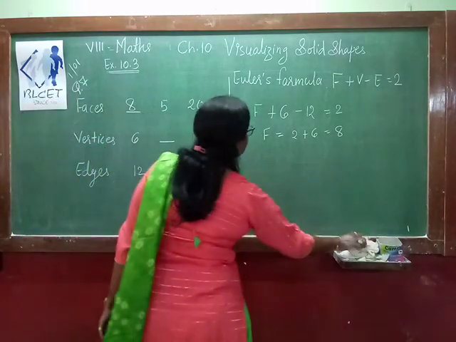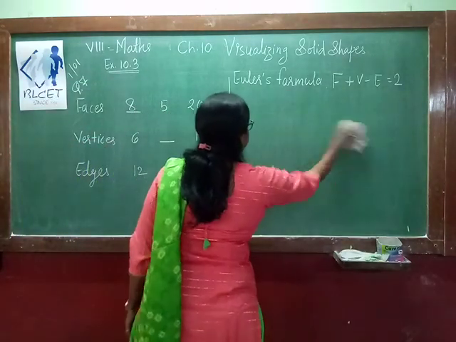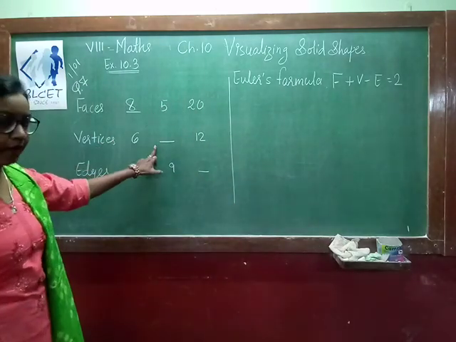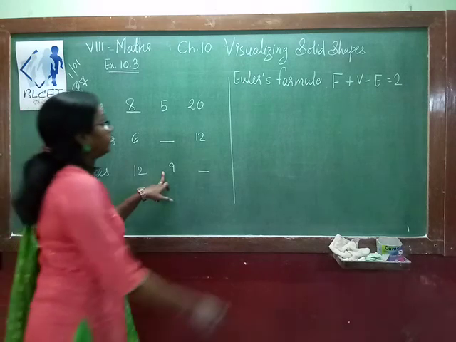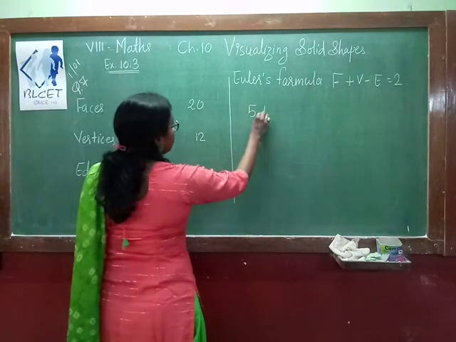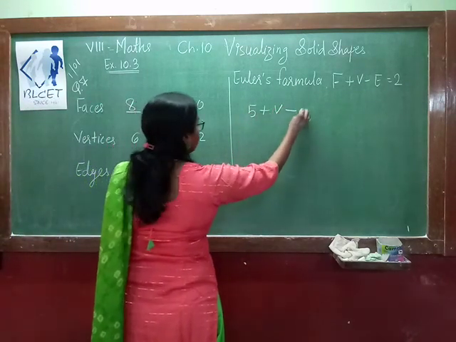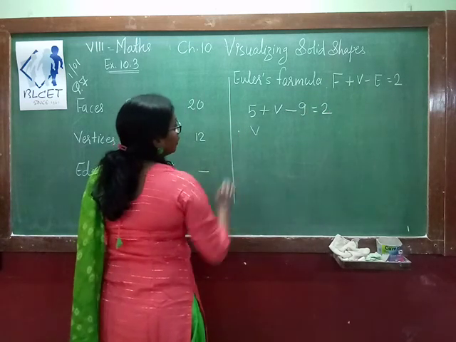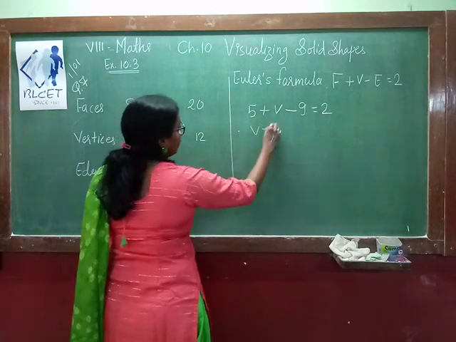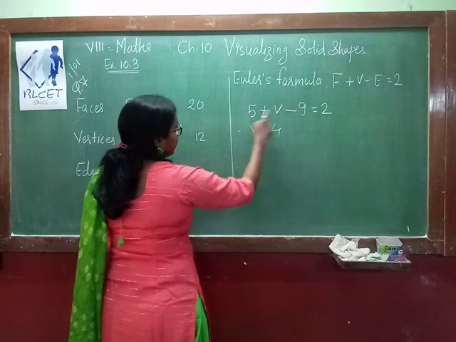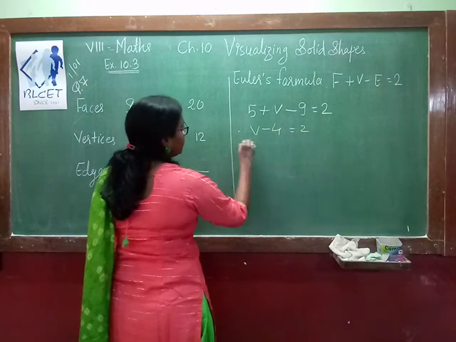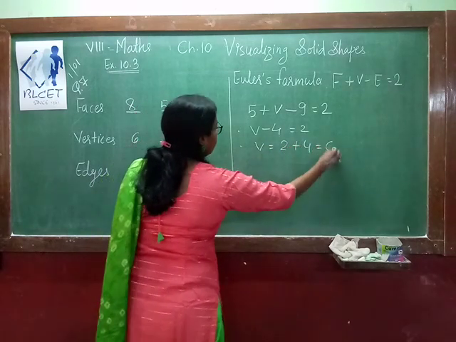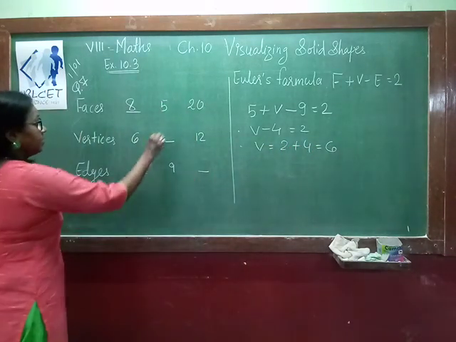Second, now what you have to find? Faces are given, vertices you have to find, and edges given as 9. So faces 5, vertices we don't know, edges minus 9 is equal to 2. So therefore vertices is equal to what? Minus 9 plus 5 minus 4, sorry, 5 plus V minus 9 is equal to 2. So therefore vertices is 2 plus 4 is equal to 6. So what is your answer over here?